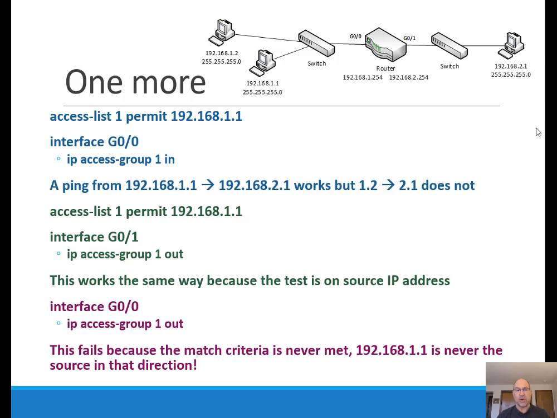Now let's go the other way. On interface G0/0, we're going to apply ip access-group 1 in the out direction. This fails because the match criteria is never met. 192.168.1.1 will never be the source IP address of traffic coming out of G0/0, so that will fail. The interface and direction is really, really important to understand.